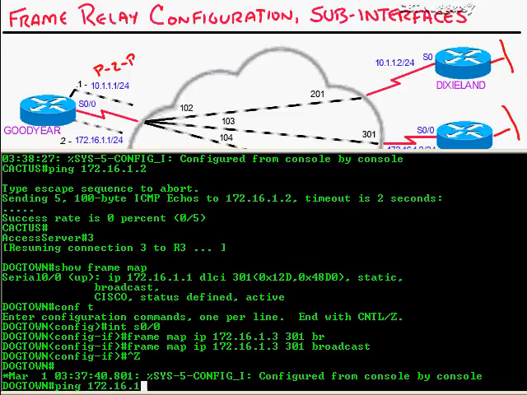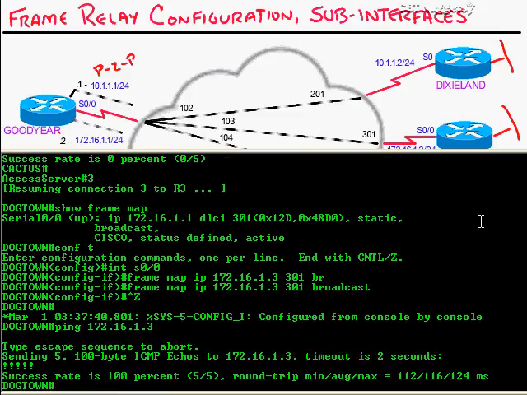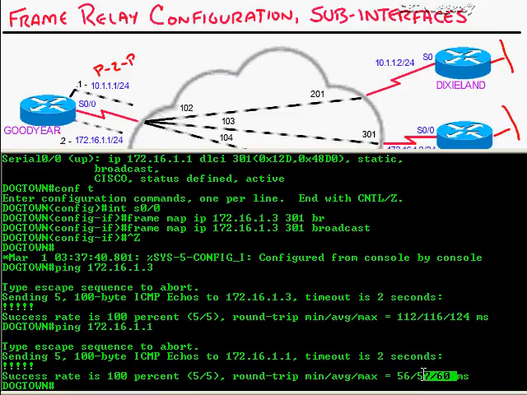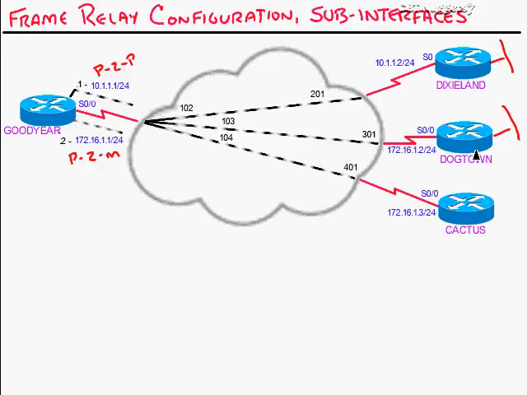Ping 172.16.1.3. Voila. And look at this. Interesting too. I don't know if you noticed before, but when we pinged Goodyear, let's do that again. When we pinged Goodyear, it was pretty quick. Look at that. 56, 57 milliseconds. Once we're pinging now down to the Cactus router, we've doubled our time. That's because we're doing something called tandem switching. Dogtown has to go through Goodyear and then back out to Cactus. Yes, this kind of topology is cheaper to configure, but it does cost you in terms of reachability and speed because everybody has to go through Goodyear.